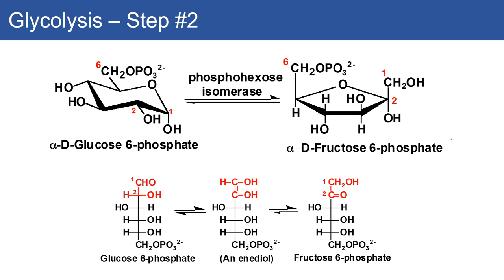So the glucose 6-phosphate goes to a fructose 6-phosphate, and you can see that we are also going to go through an enediol intermediate in this process. And basically, the glucose 6-phosphate, we're going to add a keto intermediate. That's what step 2 is. Again, I would memorize the products, reactants, and the enzyme.